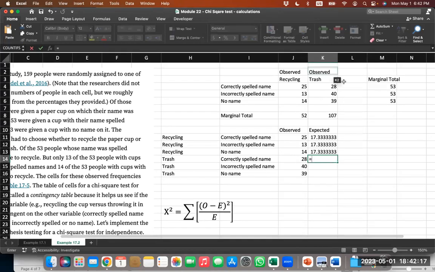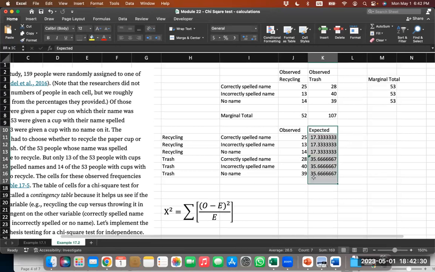So in the same fashion, you will do that for trash. So you do 107 divided by 3. That gives you 35.66. And that essentially is your expected count. It's as simple as that.